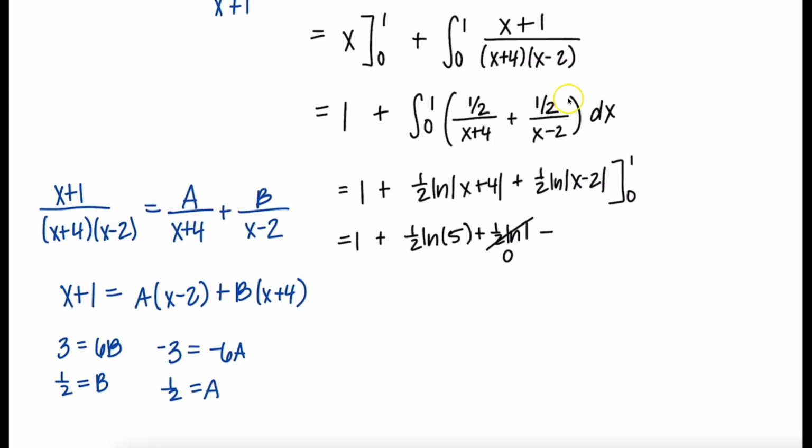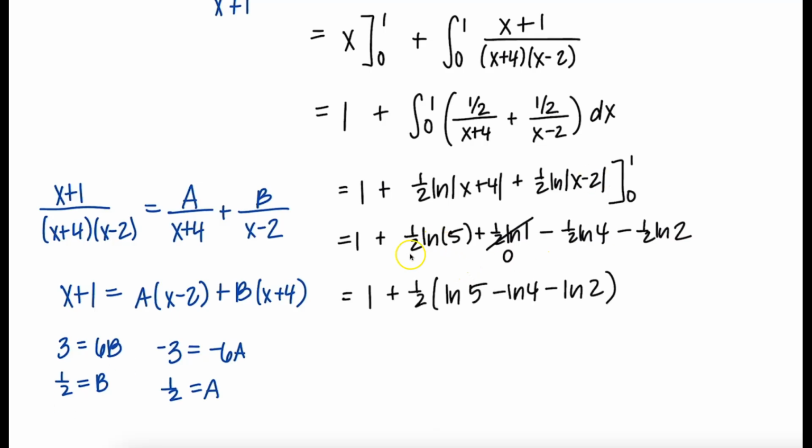And then minus, now I'm going to plug 0 into each x. So if I plug in 0 here, I get 1/2 natural log of 4. And then minus, if I think about distributing the negative, if I plug in 0, I get 0 minus 2, but in absolute value bars, that's positive 2. So 1/2 natural log of 2.